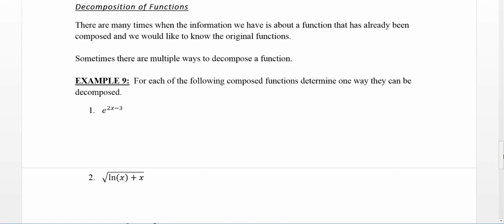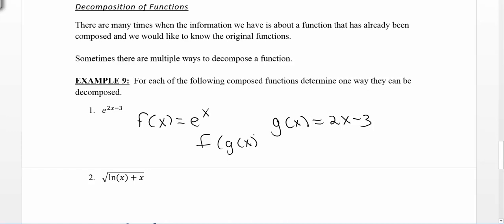So for number 9, let's try to decompose each of the following functions. We start with e to the 2x minus 3. Again, there's many ways to do this, but what I'm seeing is that if we let f of x be e to the x and g of x equal 2x minus 3, then f of g of x will give me e to the 2x minus 3. So I have found two functions that I can compose together to get the function given. So I've successfully decomposed it.